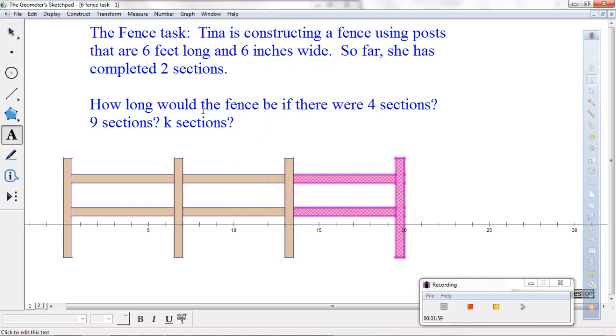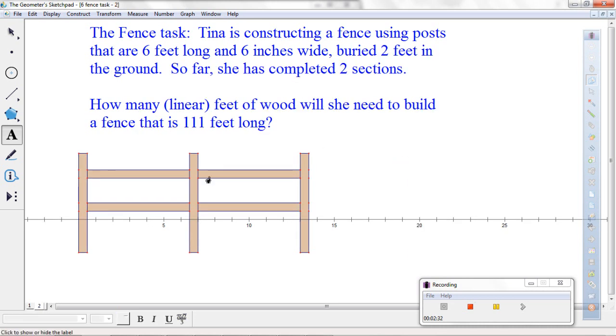So for 9 sections, that would be the 6.5 feet times the 9 sections plus the half foot that I started with, and that gives me 59 feet total, which lends itself right into K sections, because 6.5 feet times K sections plus 0.5, that would be the expression that I would use for K sections.